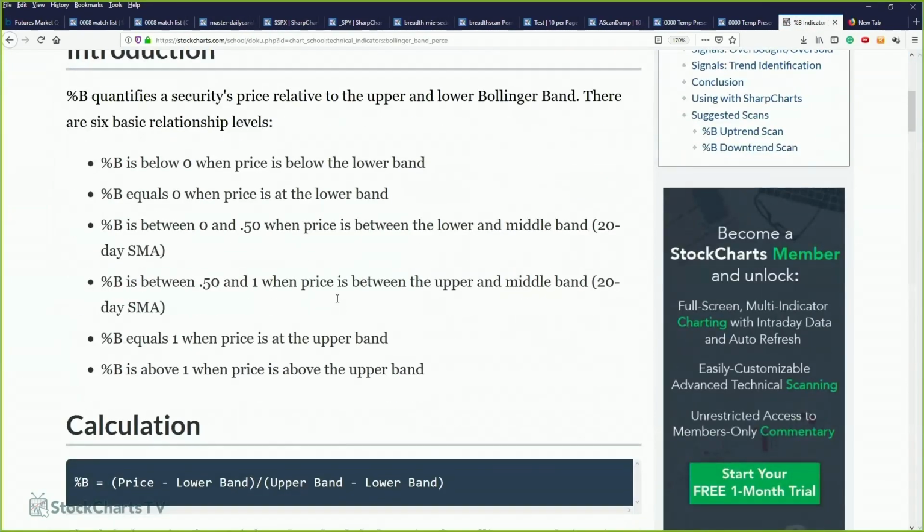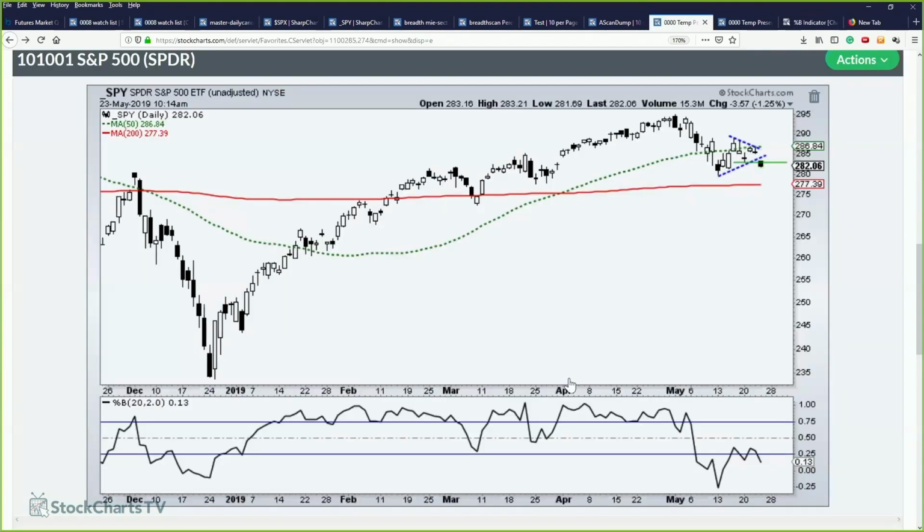And there's two levels in particular that are important, among others, I think are pretty important for percent B. If you see at the top, when percent B is below 0, price is below the lower band. So that means you've had a pretty outsized move to the downside. Prices move below the lower Bollinger Band. So that is significant. And then you can see when percent B is above 1, price has moved above the upper band. So you've had a pretty significant move to the upside. So let's see what this looks like on the chart.